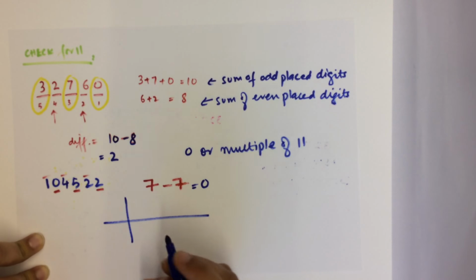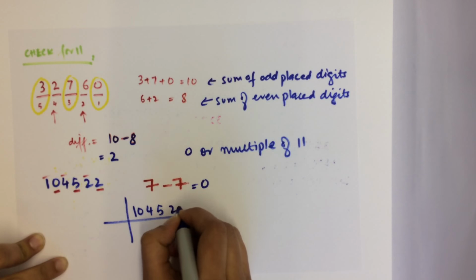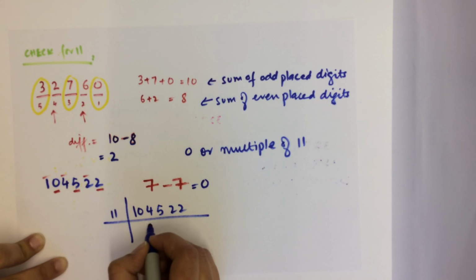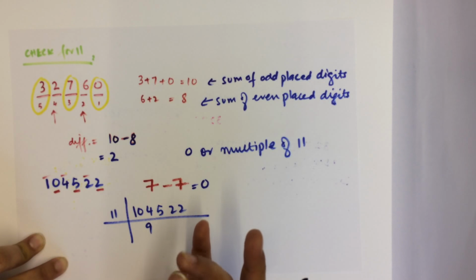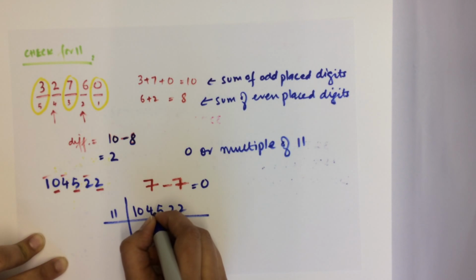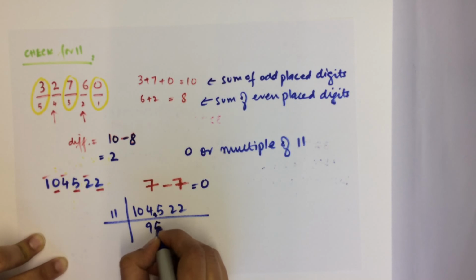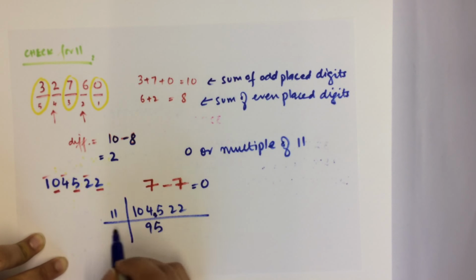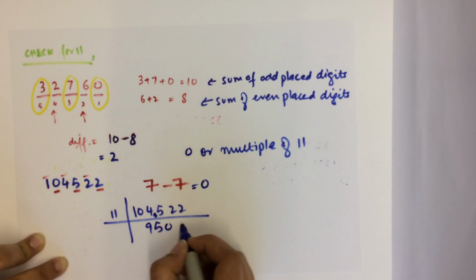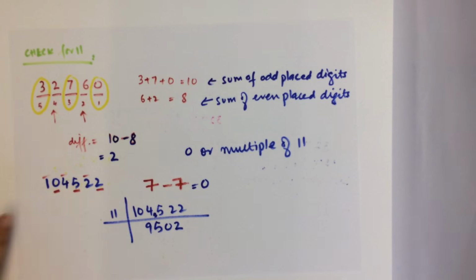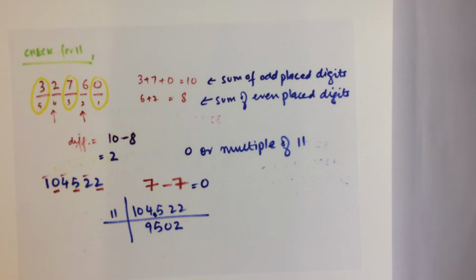Let's quickly use short division on 104,522 to check it. 11 times 9 is 99, 100, 101, 102, 103, 104. So 9 comes here. 11 times 5 is 55. 11 times 9 is 99. 11 times 5 is 55. A 0 here, and 11 times 2 is 22. Hence verified, this number is divisible by 11.